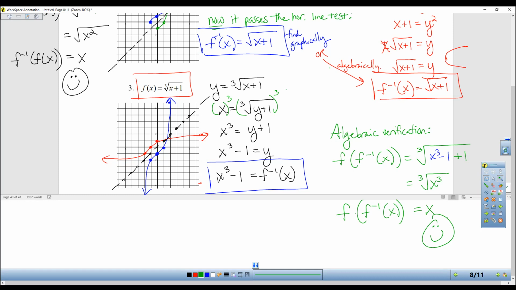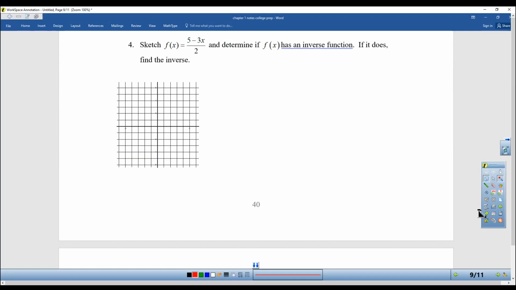This one did not require a restriction of the domain because it passed the horizontal line test, which most of them are going to. So if I draw a horizontal line, remember the original was the red, it only hits 1 point. So it passed the horizontal line test, so it's pretty much business as usual. Again, you might want to try this one on your own and make sure that you can get it.